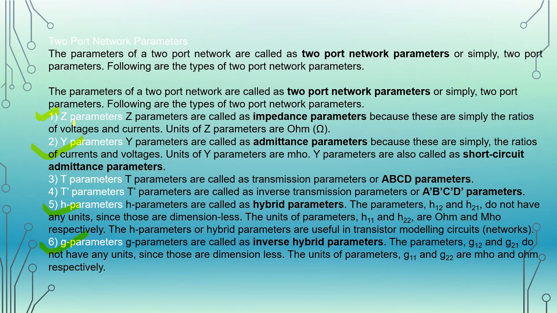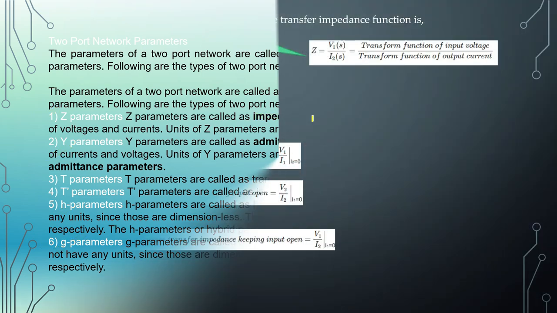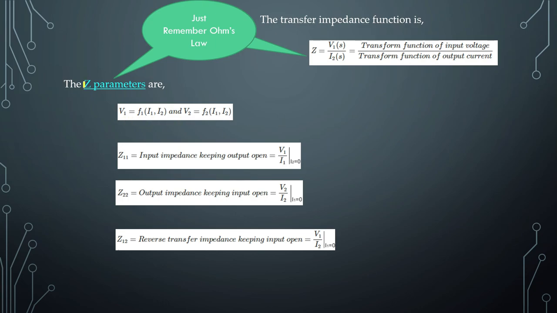Out of that, let us discuss Z parameters first. You can remember Z as impedance. Now what is impedance actually? Impedance is nothing but resistance. You can remember it in a simple way: Z parameter, Z is nothing but impedance and impedance is resistance. Now let us discuss the Z parameter. Z you can simply compare with Ohm's law. Z is nothing but resistance, you can remember.